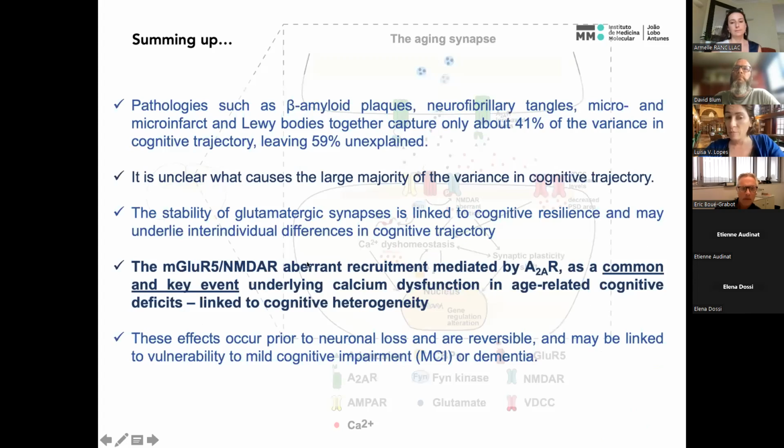And our conclusion, I'm just going to finish saying that somehow the stability of glutamatergic synapses seems to be linked to cognitive resilience. And also maybe this metabotropic GluR5 NMDA recruitment that I've shown you that is mediated by A2A receptors may underlie calcium dysfunction in age-related cognitive deficits, which will be great to be able to really validate in human brains or functional, which is not a possibility yet.